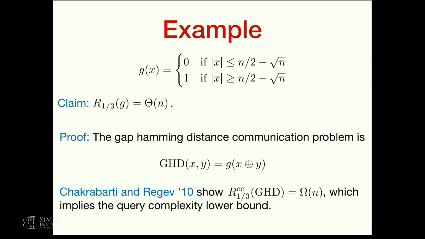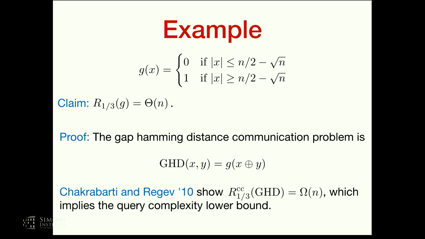So the lower bound is actually taken care of for us, again, by a connection to communication complexity. The gap Hamming distance communication problem is the problem where Alice has x, Bob has y, and the question is: is the Hamming distance between x and y bigger than n over 2 plus root n or less than n over 2 minus root n? So you can see that that function is actually just our g here of the XOR of x and y.